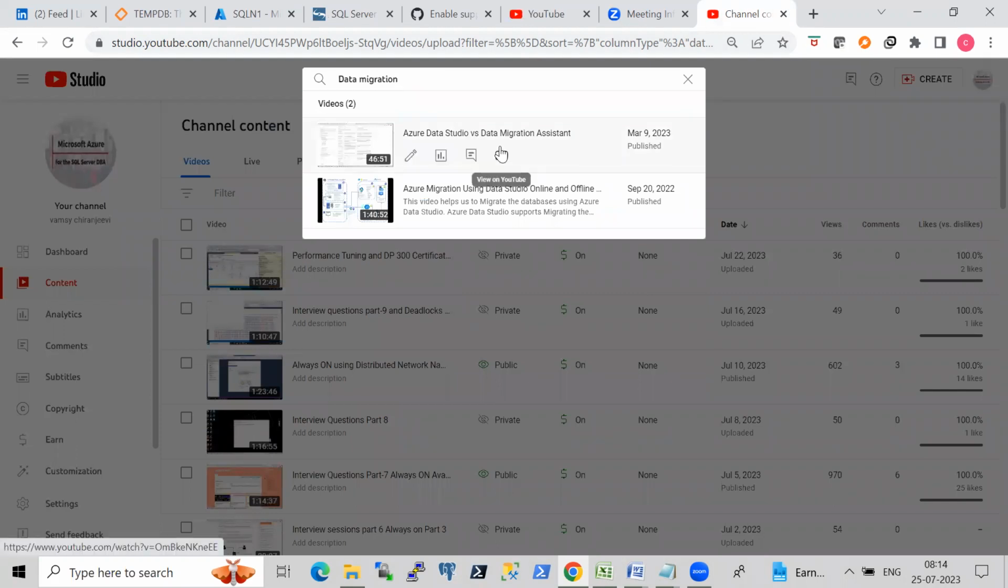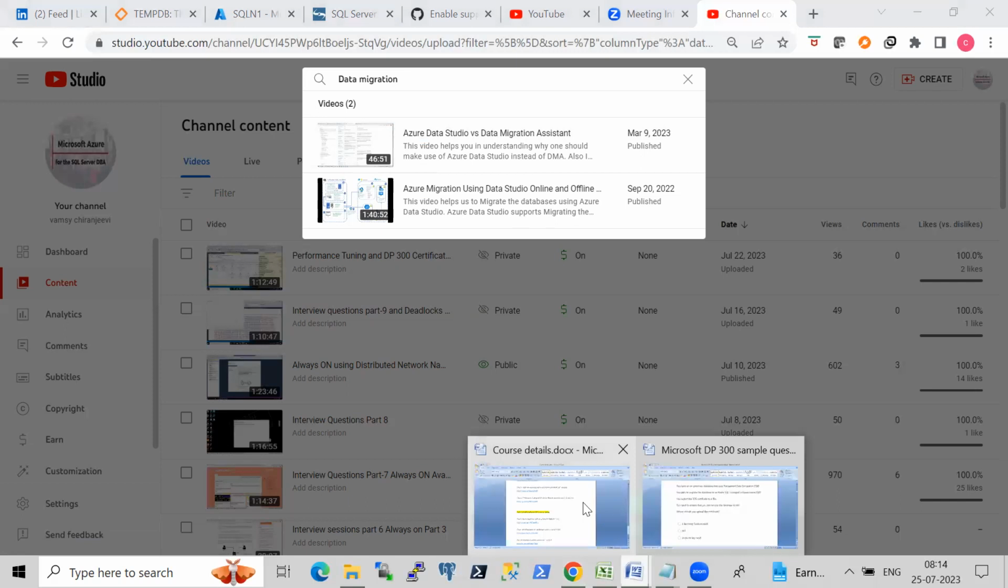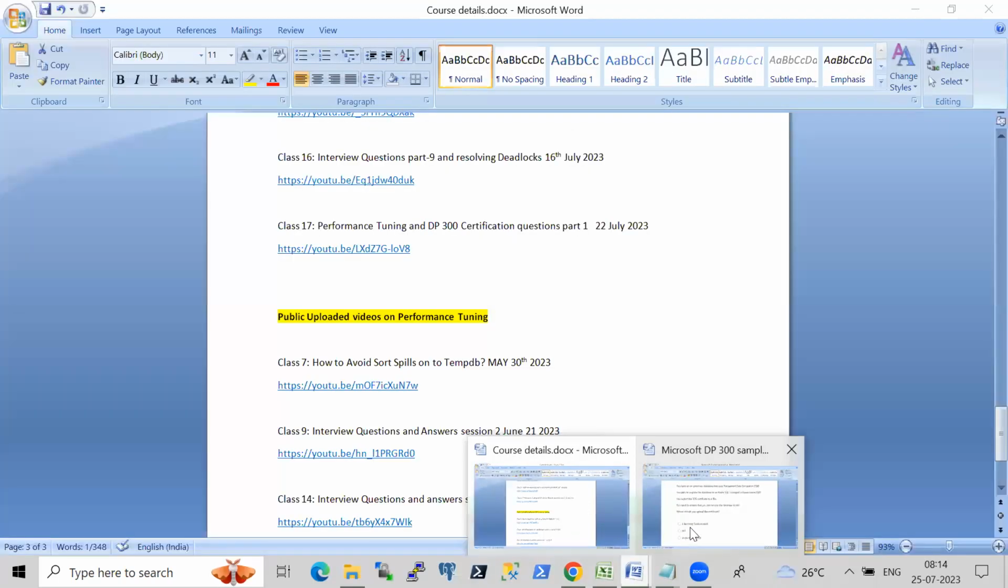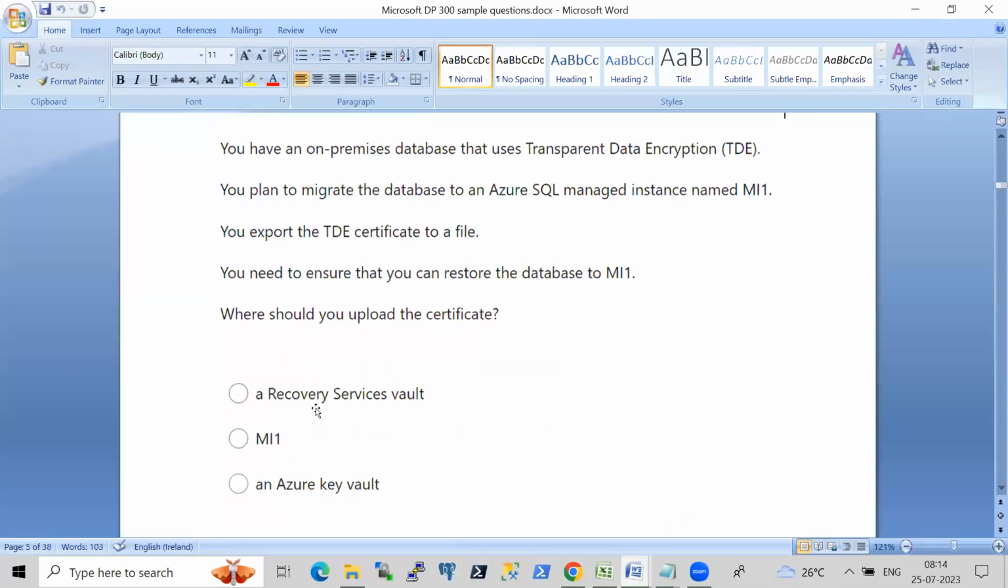Yeah, see this one, Azure Data Studio versus Data Migration Assistant. In this video, I have clearly shown how to achieve that task, like the importance of Data Studio and that option we are discussing. Okay, the answer now is MI1. It's not Recovery Services Vault. It's not Azure Key Vault. You have to upload your certificate onto MI1, Managed Instance 1, onto the same MI only. So that is the answer.